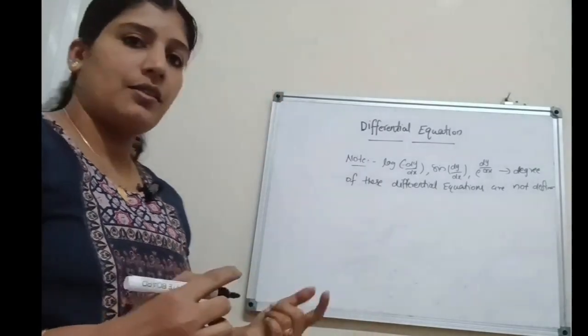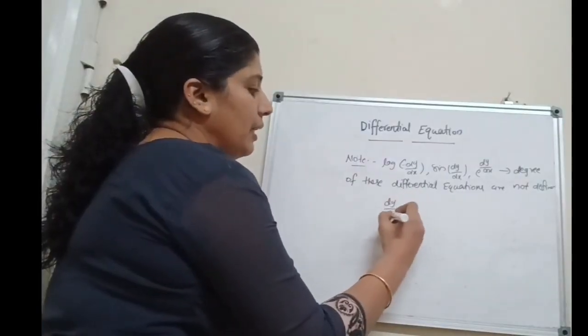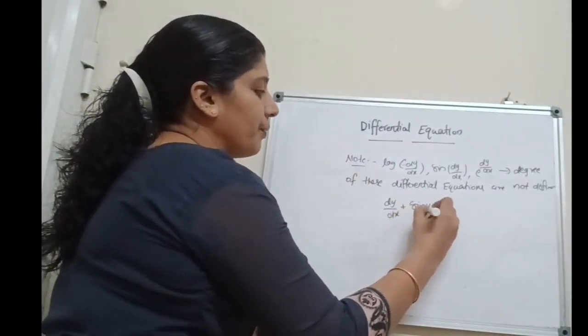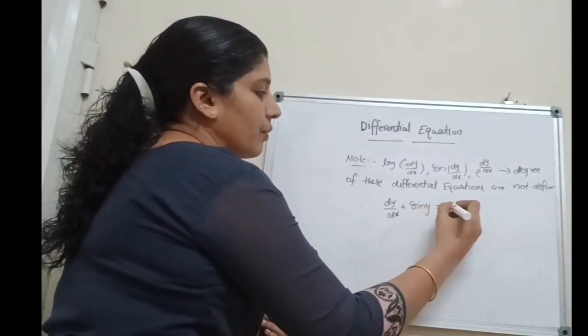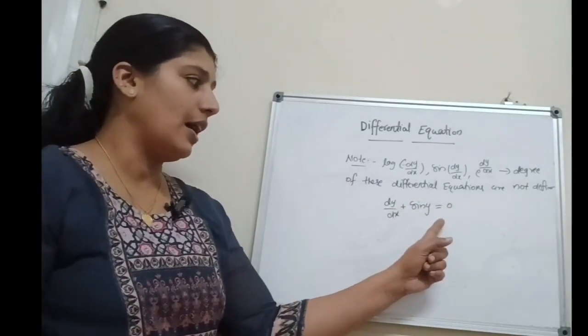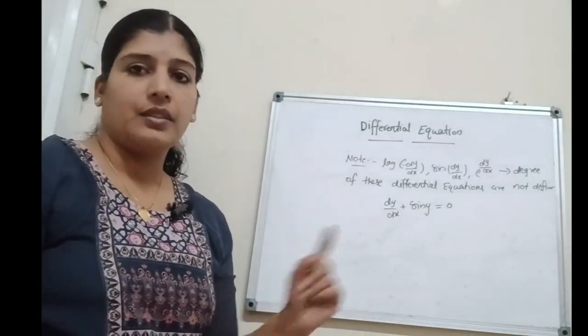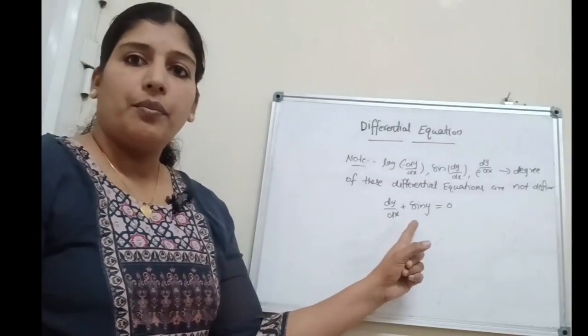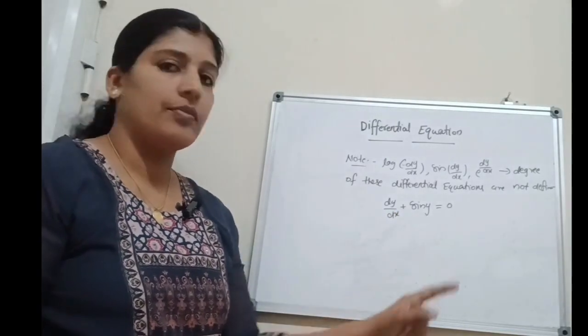For example, for an equation like dy by dx plus sine y equal to 0, the degree is defined. Here sine y is a function of y, not of the derivative, so the equation is polynomial in the derivative.